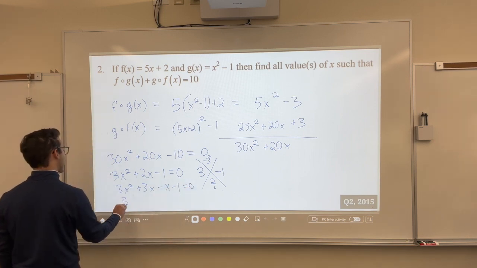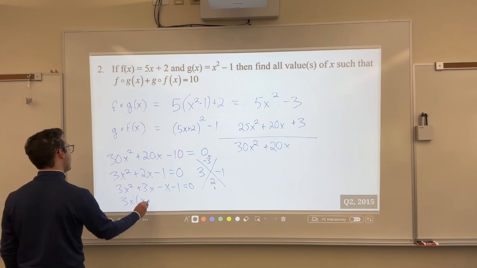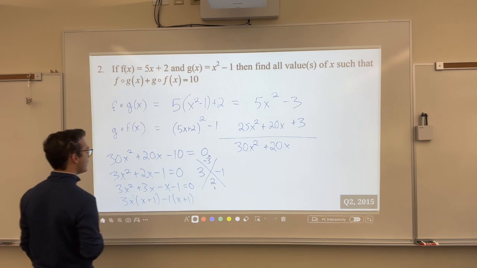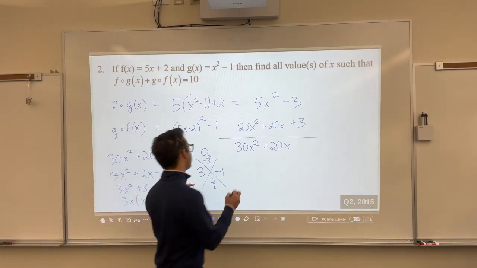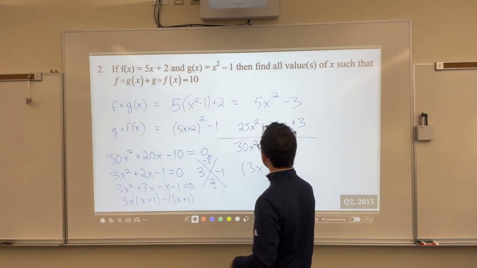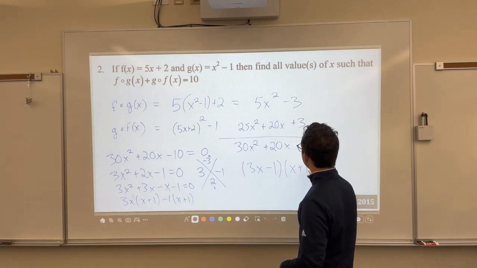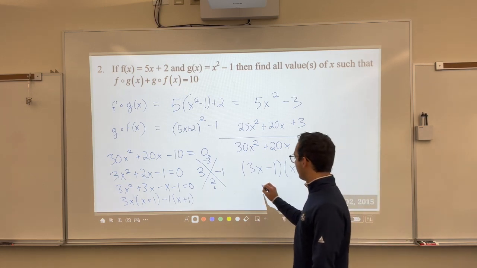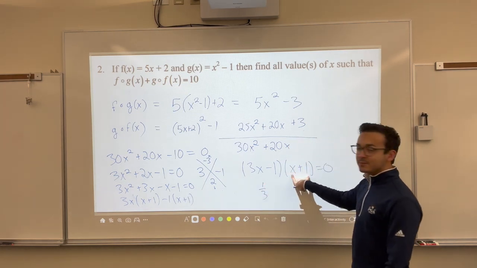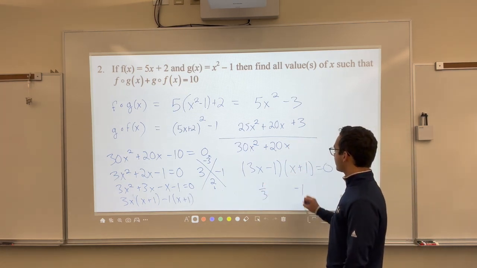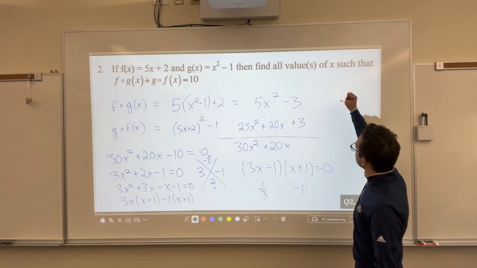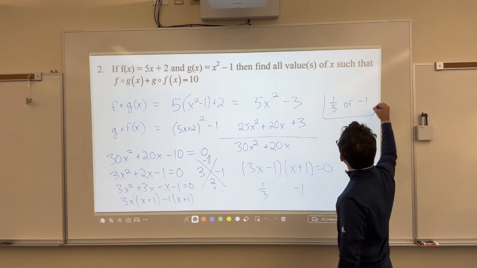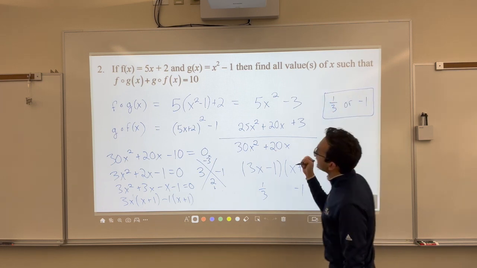We can pull out a 3x, and the common factor is x plus 1. And then we can pull out a minus 1, and the common factor is, again, x plus 1. So in factored form, this becomes (3x minus 1) times (x plus 1) equals 0. Therefore, 3x minus 1 equals 0, x equals 1/3. X plus 1 equals 0, x equals negative 1. So our answer is going to be 1/3 or negative 1. And that right there is our final answer.